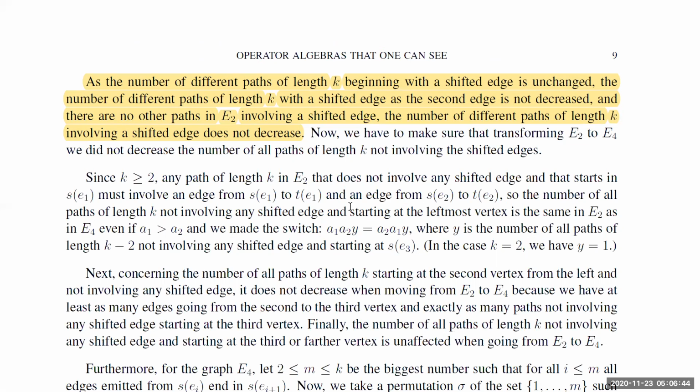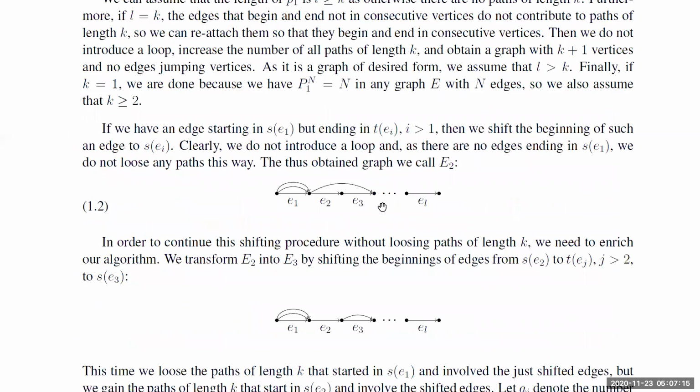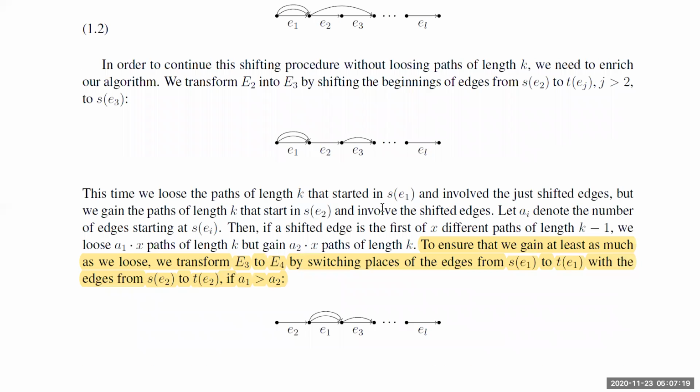Because before, if we had a path of length k which had a shifted edge as the second edge, then the preceding edge was one of these A1 edges going from S of E1 to T of E1. And now, because we make sure, but I have a feeling that I skipped something. Oh yes, I skipped the sentence. So sorry, I somehow forgot to highlight it.